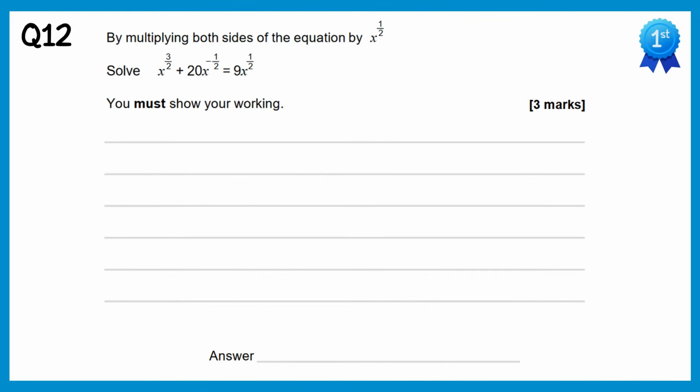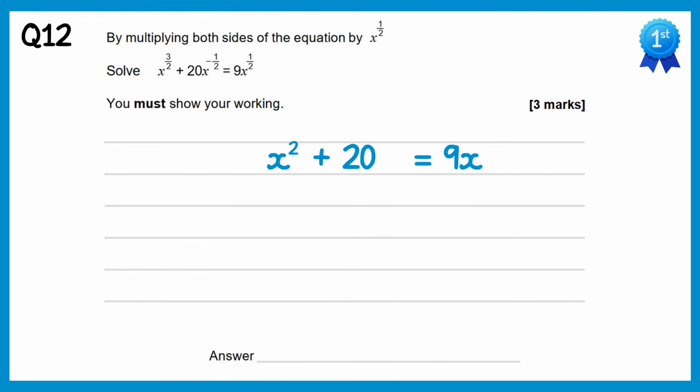In order to solve this equation, we're going to multiply both sides by x to the power 1/2. If we multiply x to the 3 over 2 by x to the half, we get x to the 4 over 2, and 20x to the negative 1/2 multiplied by x to the half gives 20x to the 0, and 9x to the half times x to the half gives 9x to the 2 over 2. Of course 4 over 2 is just 2, and x to the 0 is just 1, so we can remove that, and 2 over 2 is just 1, and we don't normally write the power 1.